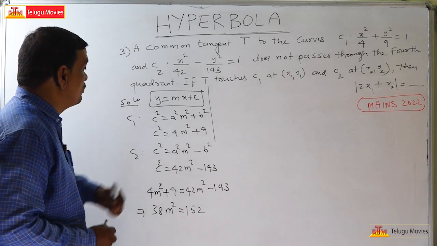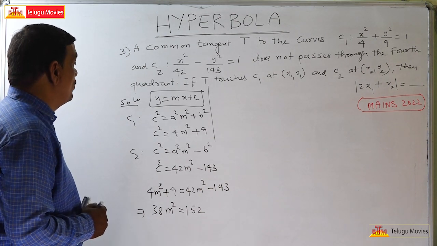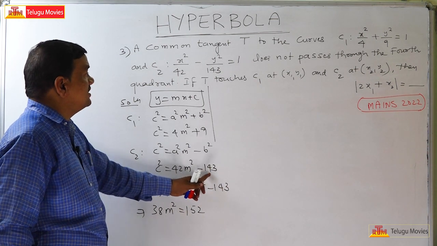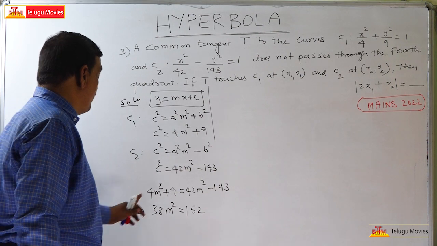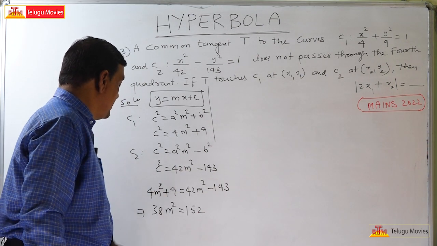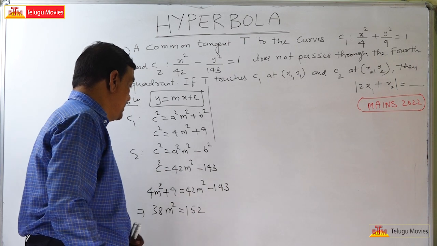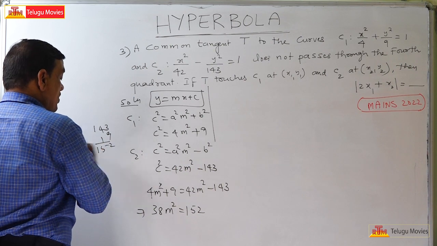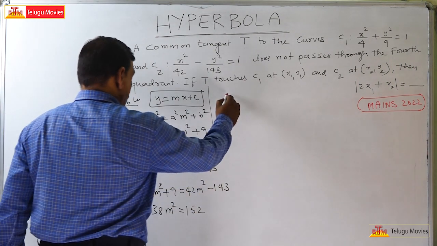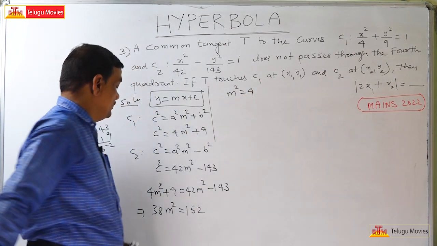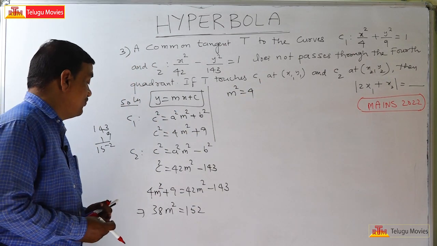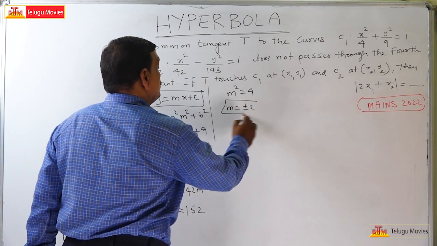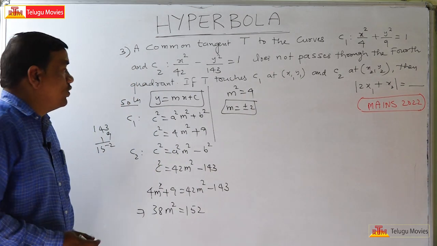So once again I am checking. So c square is equal to a square m square plus b square. B square is equal to 9. C square is equal to a square m square minus b square, a square is equal to 42. So 4 m square is equal to 38 m square... 42 minus 4, so minus 143 will come as 143 plus 9. So this is 152. So m square is equal to 4, 38 fours are 152. Okay now. Therefore, m is equal to plus or minus 2.